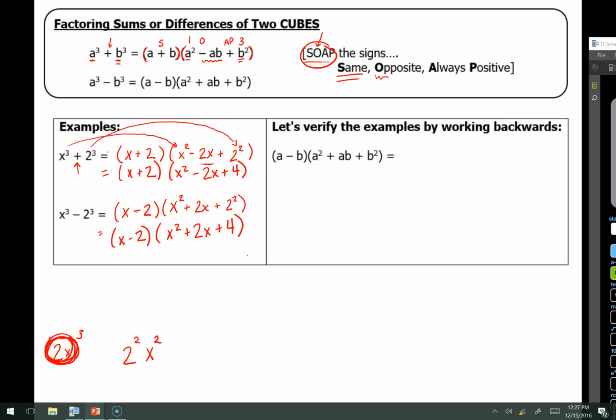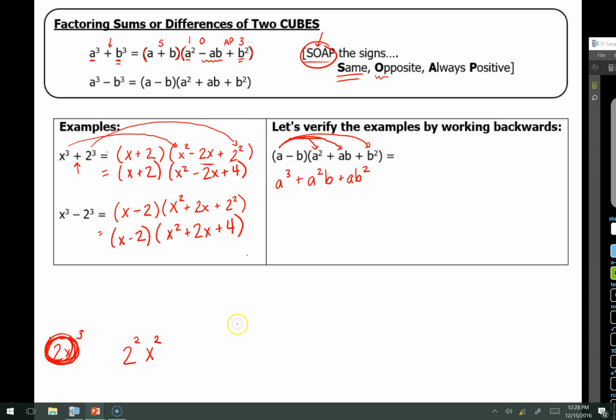Now, anytime you use the SOAP method to factor cubes, you can always FOIL them or distribute them back together to see if you get the original problem. So let's do that with this formula, a minus b times a squared plus ab plus b squared. So let's do some distributing on steroids, basically. All right, so we're going to do a times a squared, which gives us a to the third power. Then we're going to do a times ab, which is positive a squared b, because there are two a's being multiplied together. A times b squared gives us a b squared.